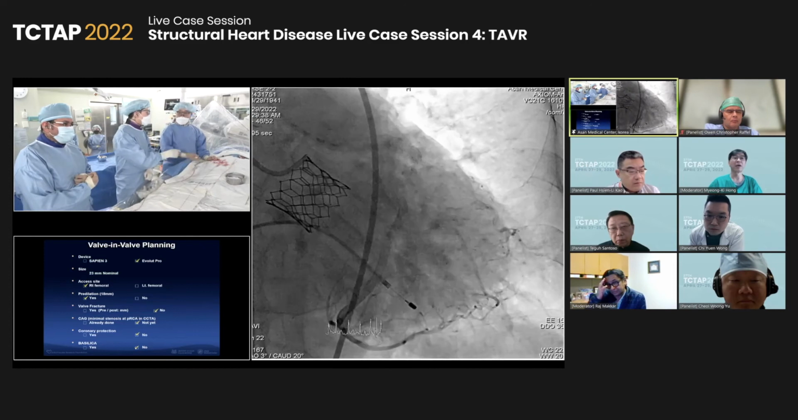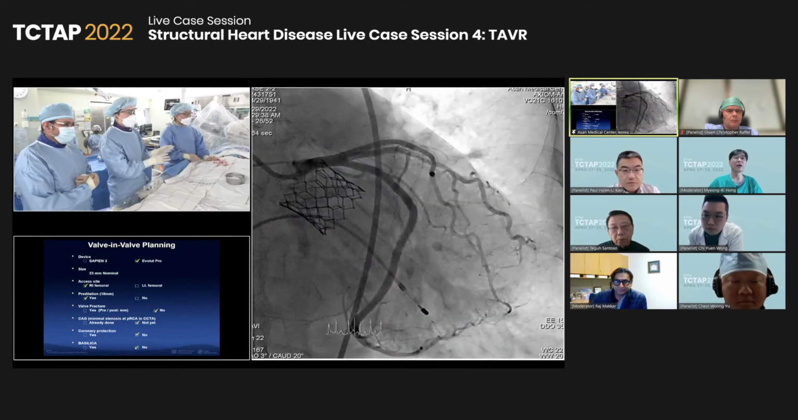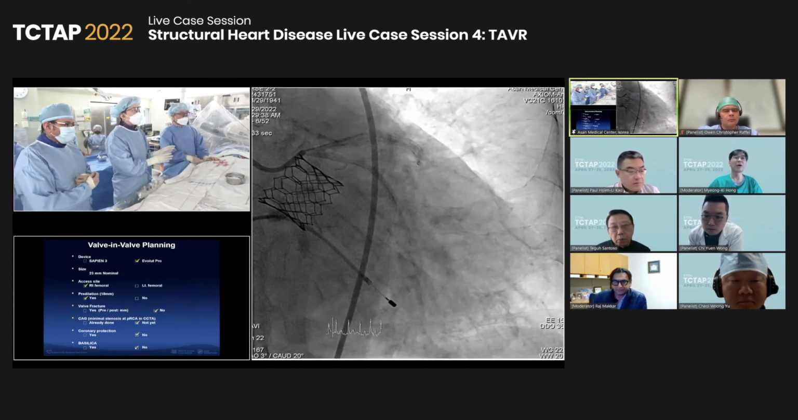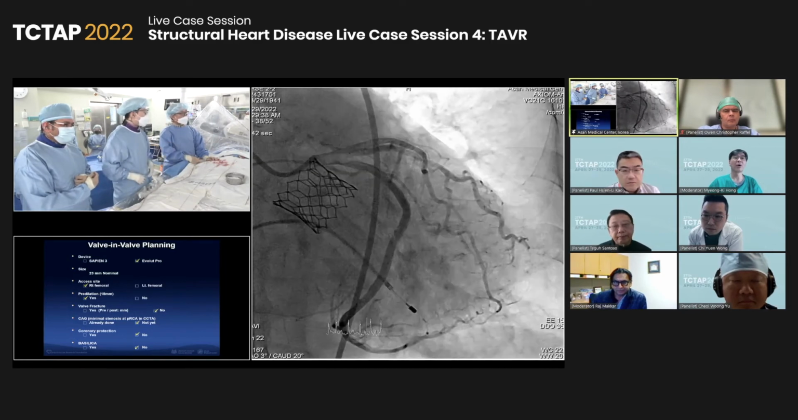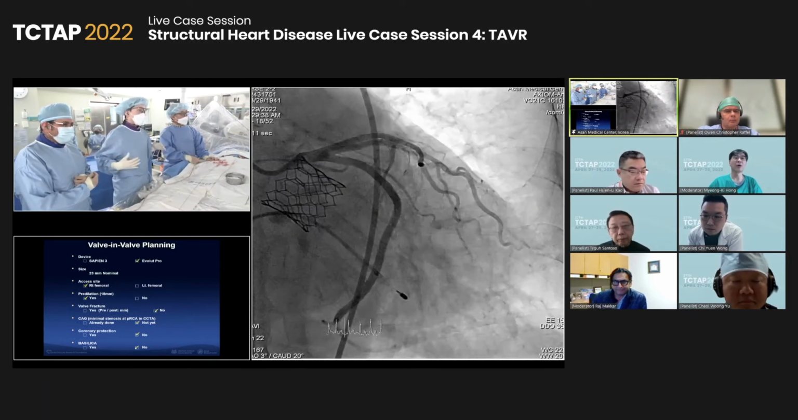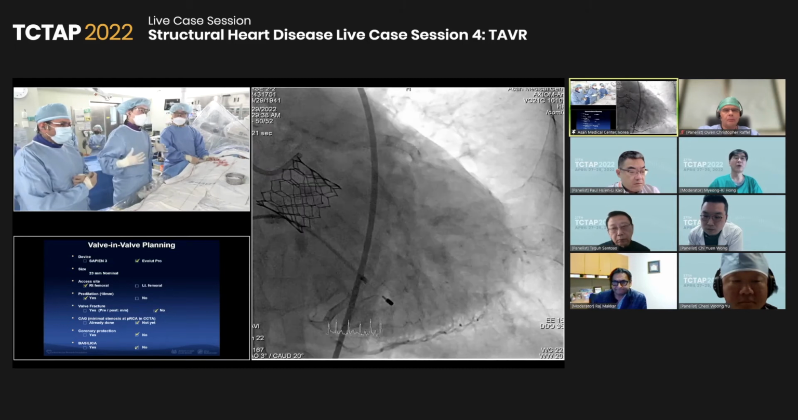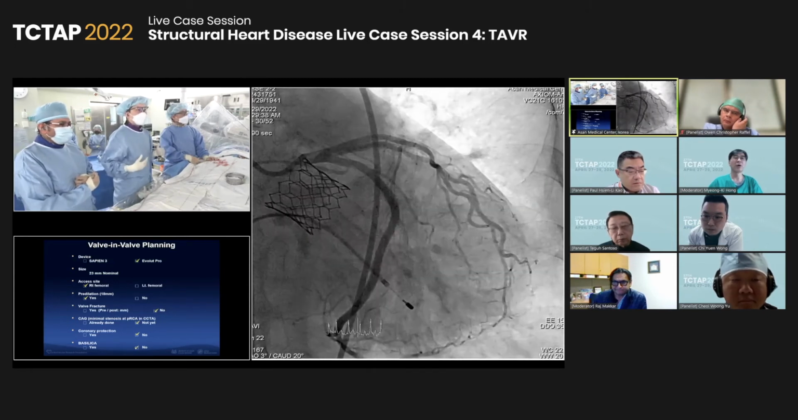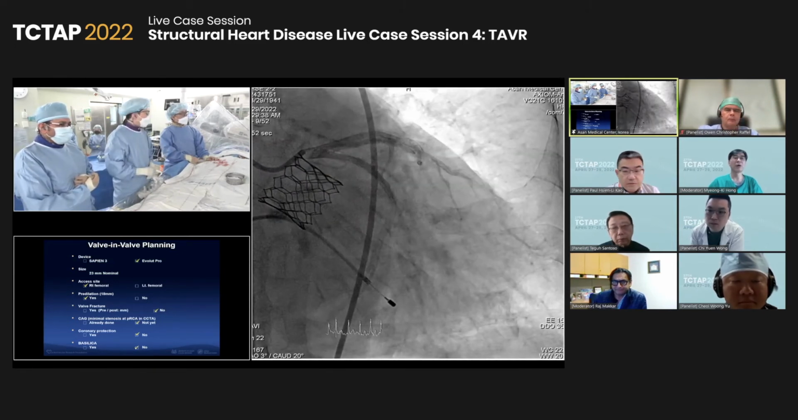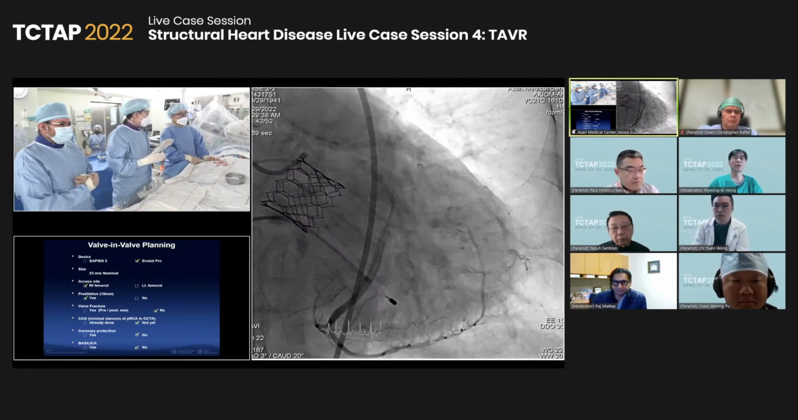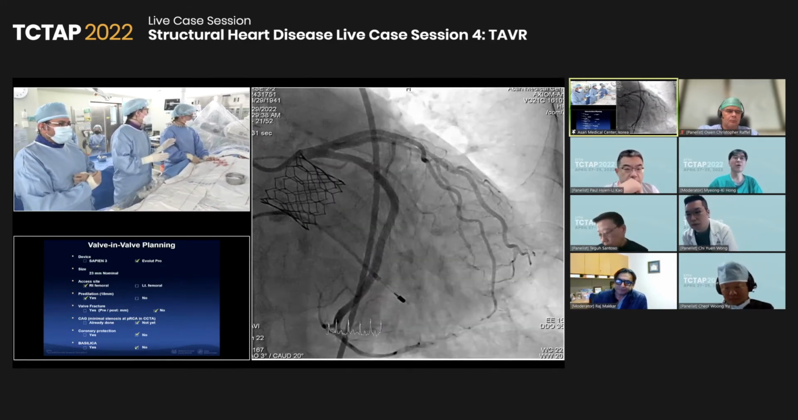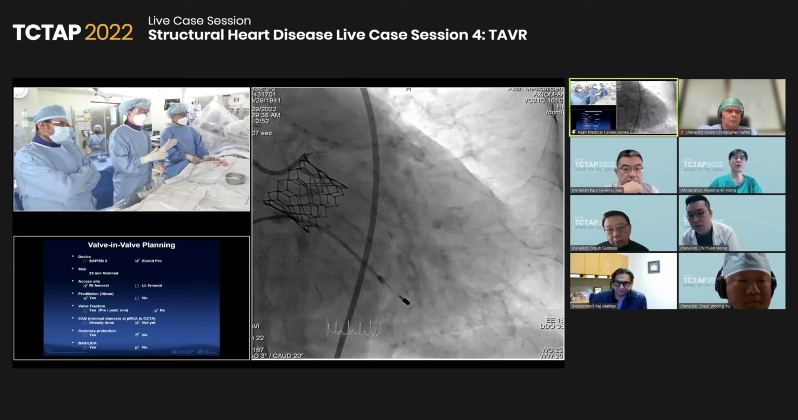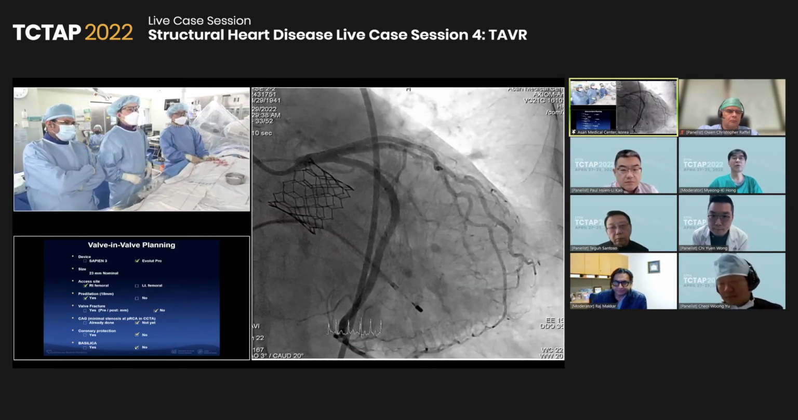The body weight is quite large. She has a body weight of over 60 kilograms, and her height is short. So her BSA is small, but she's a somewhat obese woman. I do not remember the exact number, but she looks less than 160 centimeters, while body weight is more than 60 kilograms.